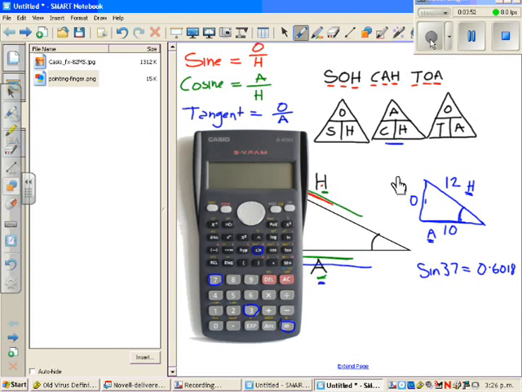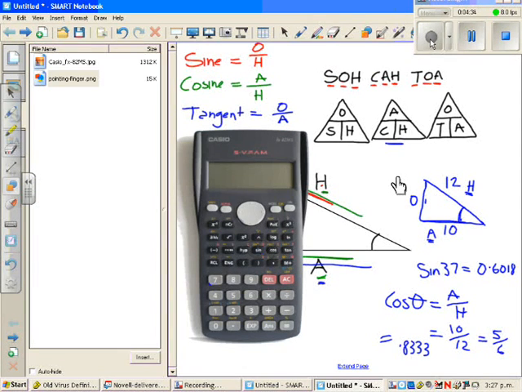So the cosine of the angle equals adjacent over hypotenuse. Adjacent over the hypotenuse would be 10 over 12, which is the same as saying 5 over 6. And 5 over 6 equals 0.8333. In this case here we know the ratio, but we don't know the angle. But on our calculator, we can do that as well. So let's have a look at that. Let's rub out that one.